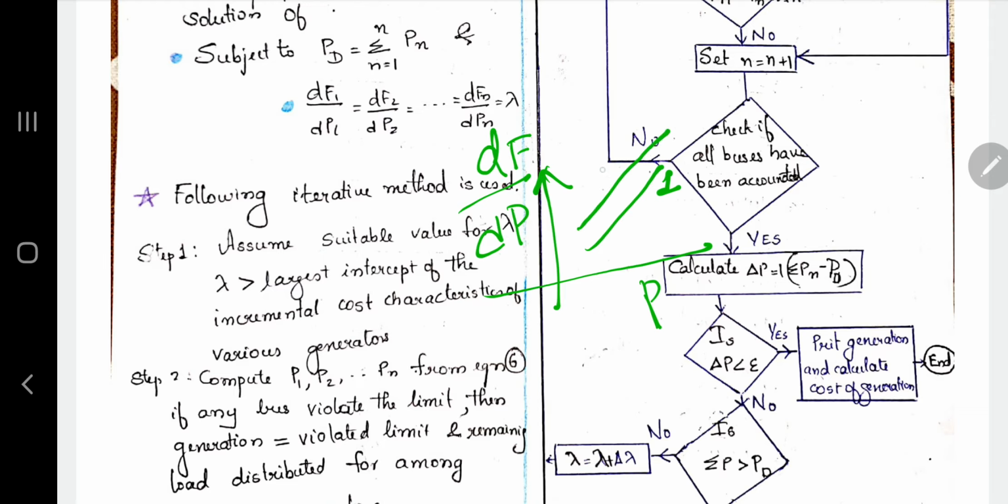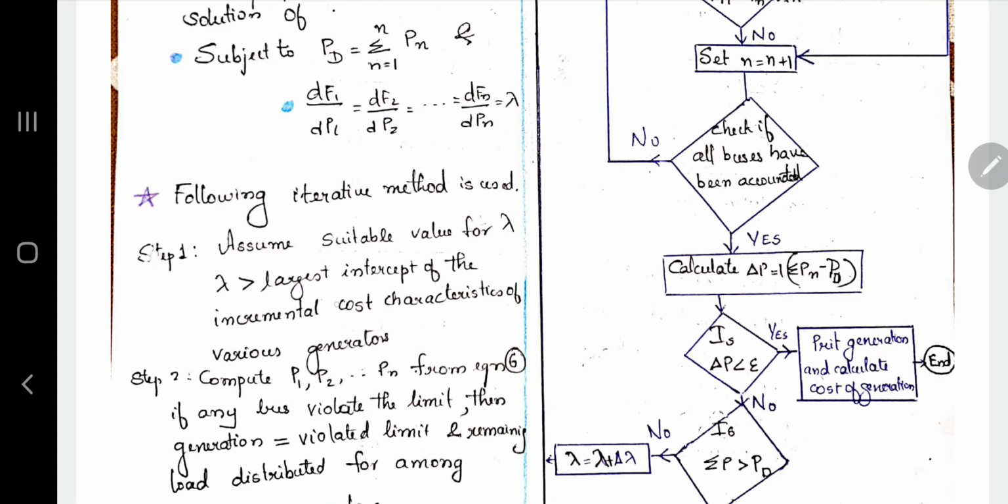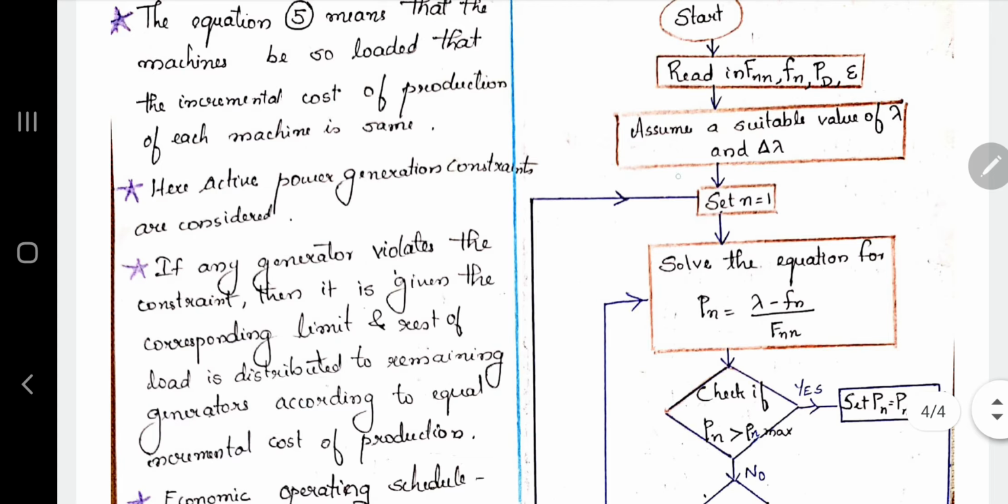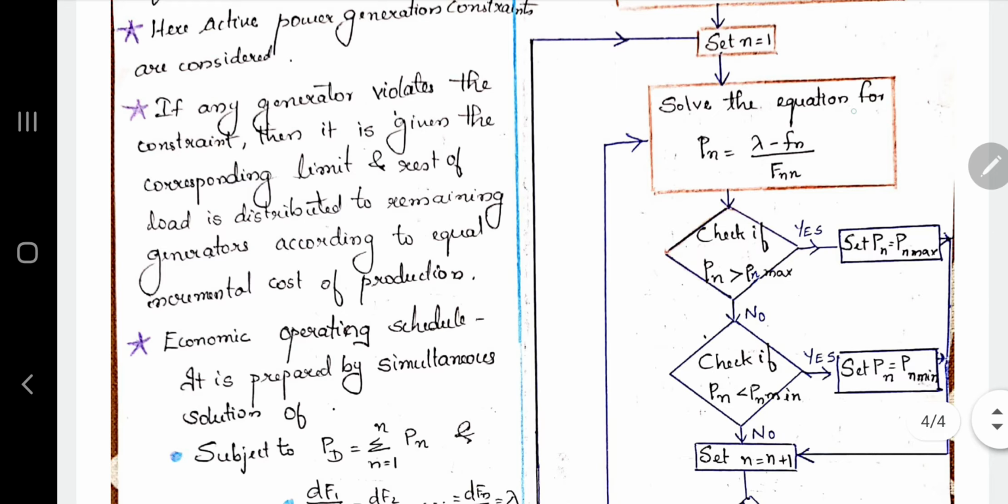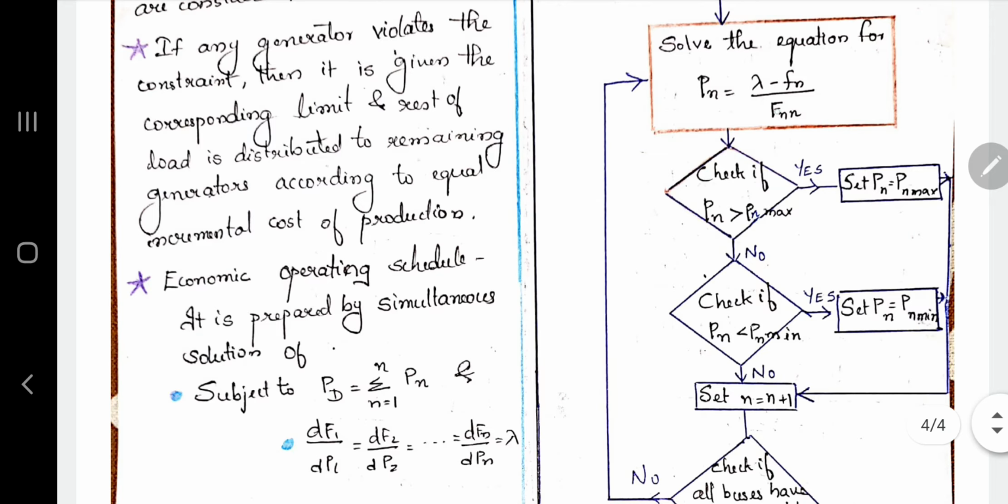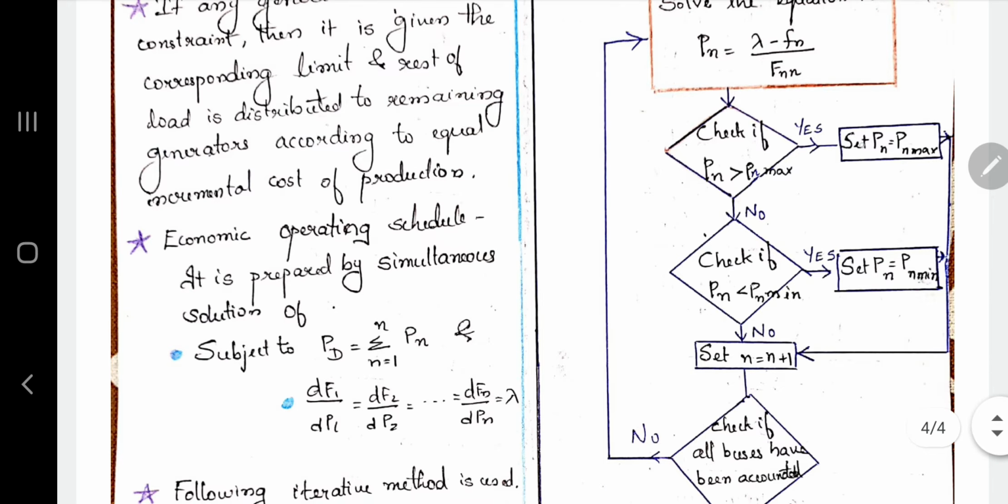There will be several generator units like this, 1, 2, 3. Similarly, several generator units will be there inside a plant. So, which is the largest y-intercept of the incremental production curve? We have to select the lambda value greater than the largest intercept. Okay. Now, what we have to do is assume the suitable value of lambda and then set n equal to 1. That is, we are considering the first generating unit. And for the first generating unit, we have to find the generation Pn equals lambda minus Fn by Fnn. This is obtained from equation number 6. You can solve the value for Pn.